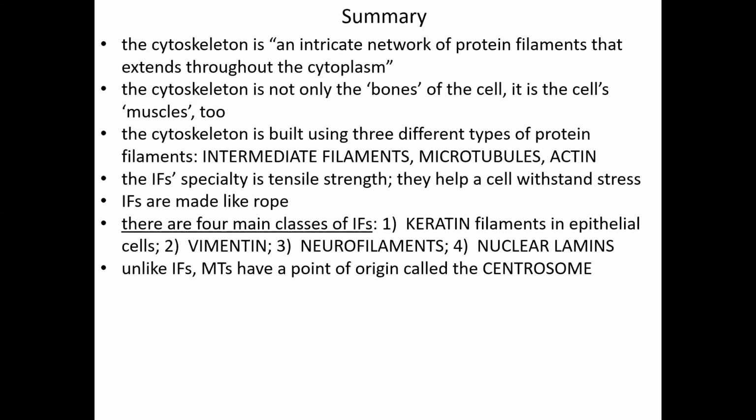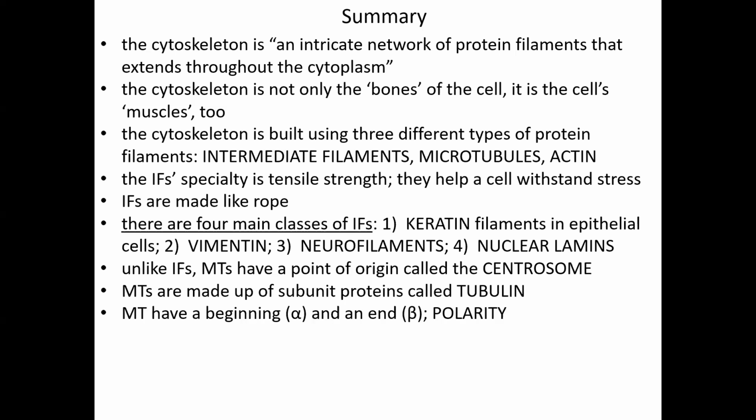Unlike intermediate filaments, microtubules have a point of origin. All microtubules originate from the centrosome, where there's that gamma tubulin ring. Microtubules themselves are made up of subunits called tubulin, alpha and beta tubulin, that come together to give these dimers. Dimers are stacked up on top of each other end to end to give a protofilament, and then 13 protofilaments side by side make up the hollow tube of the microtubule.